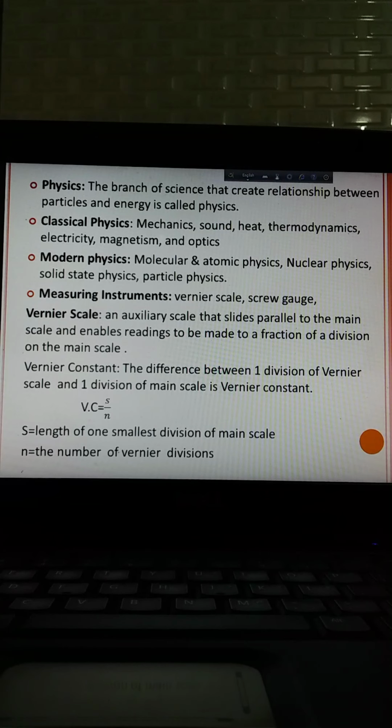VC, if I want to depict it in short form, VC equals S divided by N, where S is the length of one smallest division of main scale and N is the number of vernier divisions. That means depending on the number of vernier divisions, vernier constant can also change. Okay.